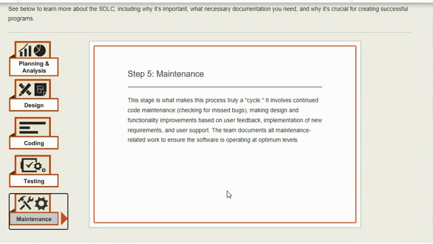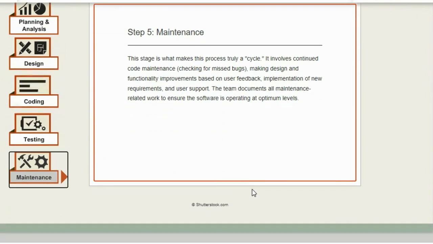Step 5, maintenance. This stage is what makes this process truly a cycle. It involves continued code maintenance, checking for missed bugs that didn't show up originally, but they're in there, making design and functionality improvements based on user feedback, implementation of new requirements. Oh, now we need the program to do this, and user support. The team documents all maintenance-related work in that little journal to ensure the software is operating at optimum levels.